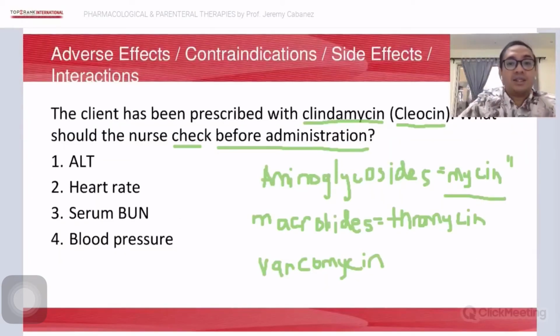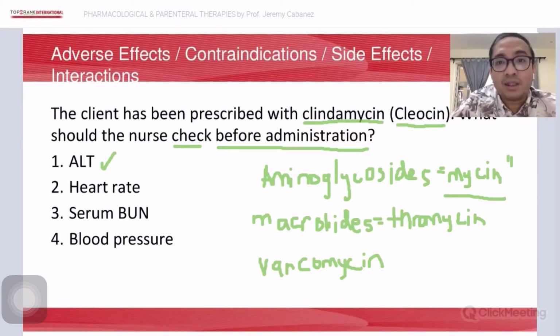Okay, the question is something like this. You should check ALT, is it a liver function test? Yes or no? Check yan. So, kailangan i-check yan. Number 2, heart rate. Is heart rate affected by clindamycin? No. Usually, ano ba yung mga gamot na nakaka-apekto ng heart rate?